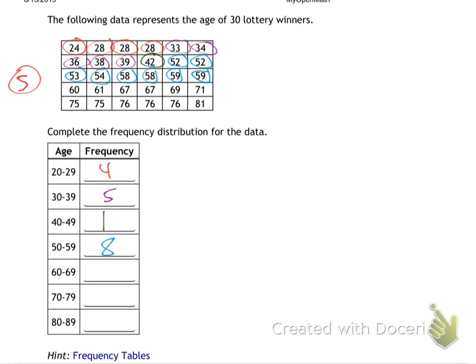How many in the 60s? 1, 2, 3, 4, 5 in the 60s. How many in the 70s? 1, 2, 3, 4, 5, 6. And how many in the 80s? Just 1. There we go. That make sense? Easy enough?